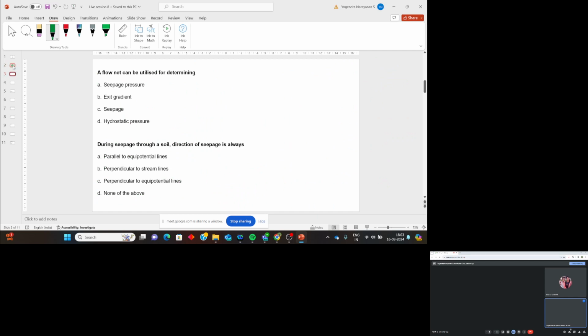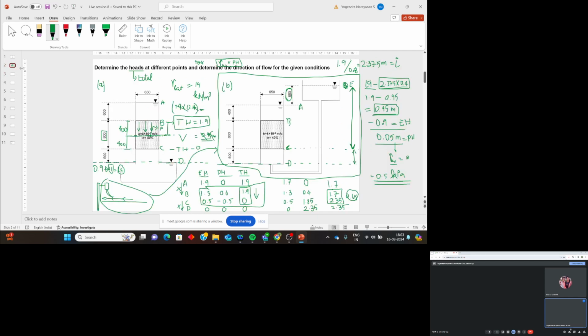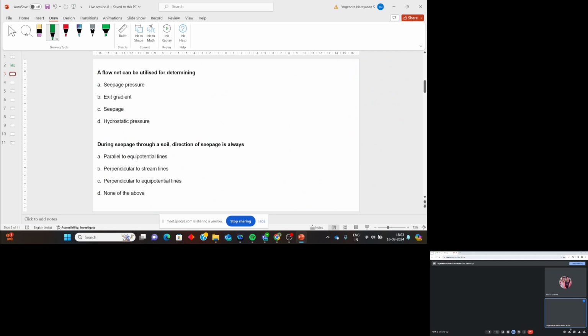Now let us move to the next question. There is a reason why I have included this question, and shortly you will realize why. A flow net can be utilized for determining what parameters: seepage pressure, exit gradients, seepage discharge, and hydrostatic pressure. Here, this is not hydrostatic, it is pore water pressure.